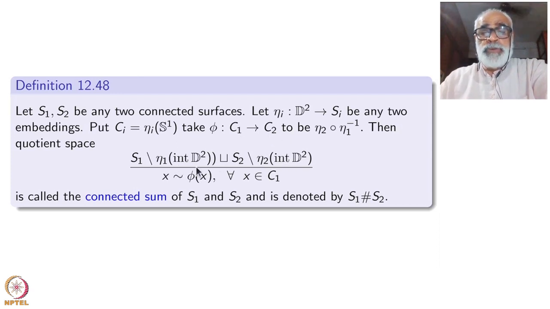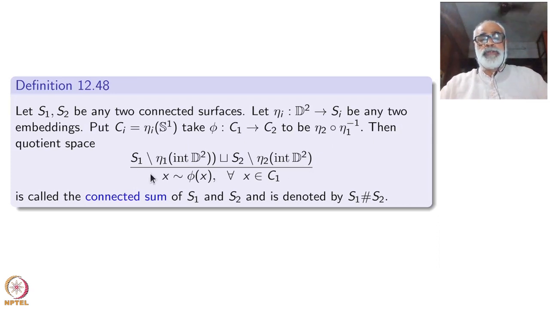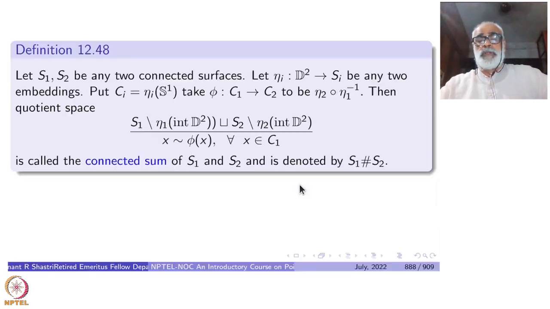Here, identify x with phi x, where phi is this map, for every point x inside C1, by phi, eta 2 composite eta 1 inverse. So that is a homeomorphism. That quotient space is called the connected sum of S1 and S2 and is denoted by S1 connected sum S2. That is the way I read this one.